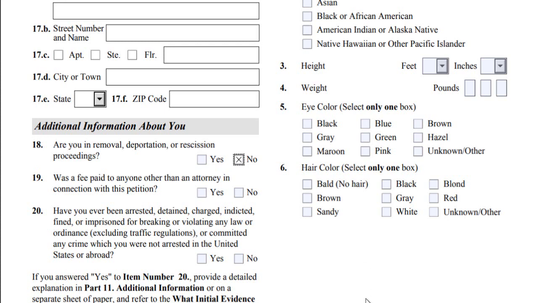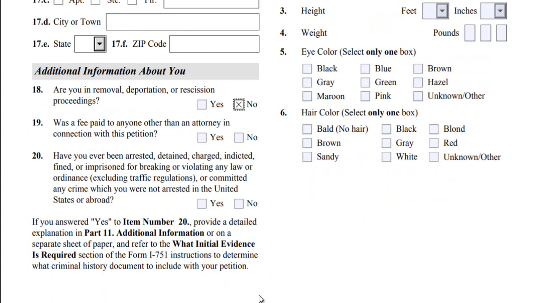In question 19, about whether a fee was paid to anyone other than an attorney in connection with this petition, you have not necessarily done anything wrong, but you might be questioned about it. If the person you paid helped you prepare the I-751, that person needs to provide information and sign in Part 10. So the question is, was a fee paid to anyone other than an attorney in connection with this petition? Yes or no?